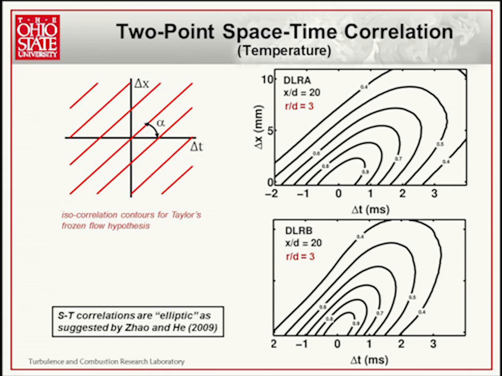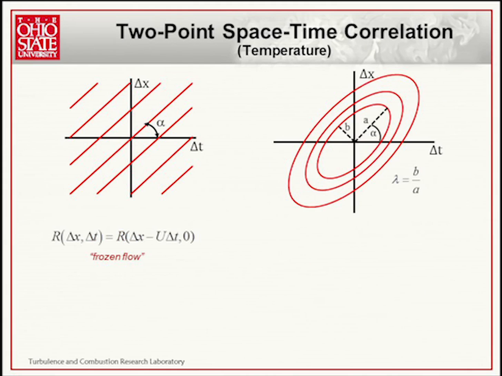Because again, you can already start to understand that if these are elliptical, then the decorrelation is not just by convection alone. This quantity is not just convected downstream. There actually have to be other processes that lead to the decorrelation of the scalar. And so this is just of fundamental interest. So again, here's the simple Galilean transformation between time and space for frozen flow. This is Taylor's frozen flow hypothesis.